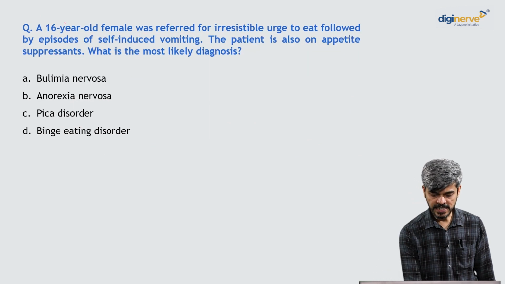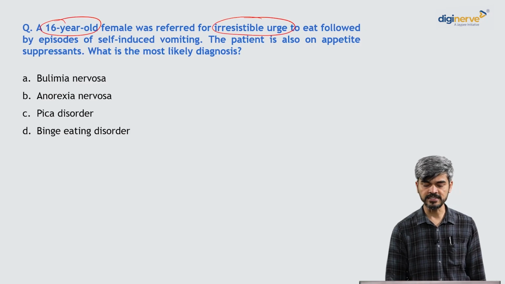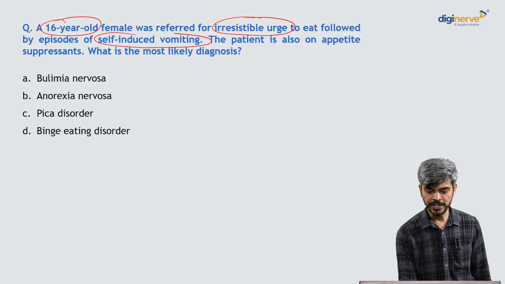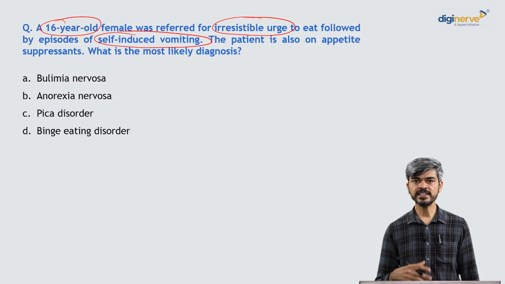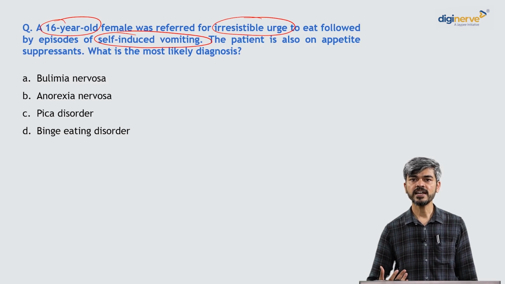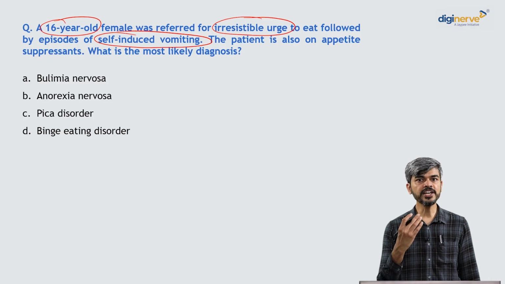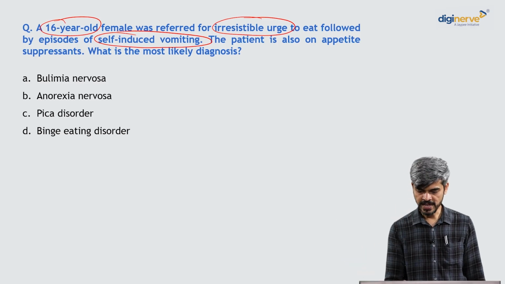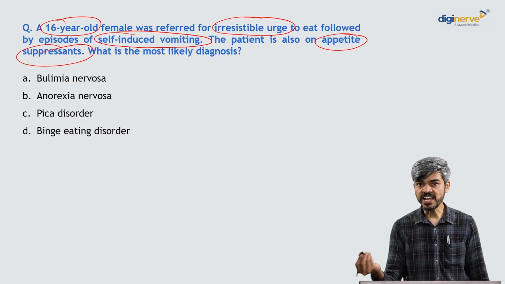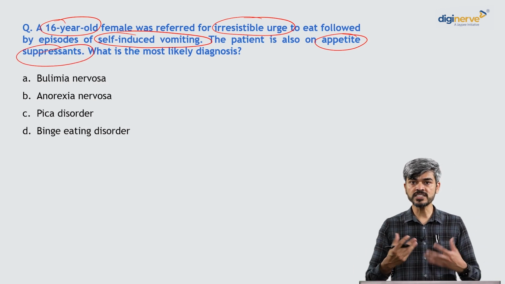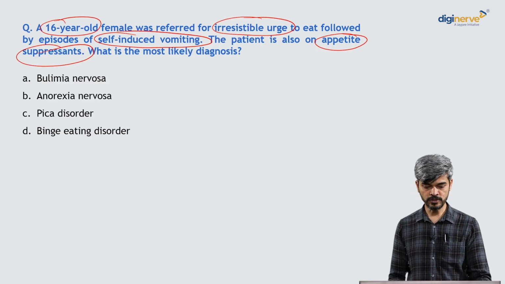Next question, a 16-year-old adolescent female was referred for irresistible urge to eat, followed by episodes of self-induced vomiting. So, the person has an irresistible craving to eat, and then the person is feeling very guilty and probably is fearful that they are going to gain a lot of weight if they eat like this, and they are inducing vomiting, they are purging out. Okay, so the patient is also on appetite suppressants. So she's trying really hard to ensure that she does not develop a craving for eating food, right? So what is the most likely diagnosis?